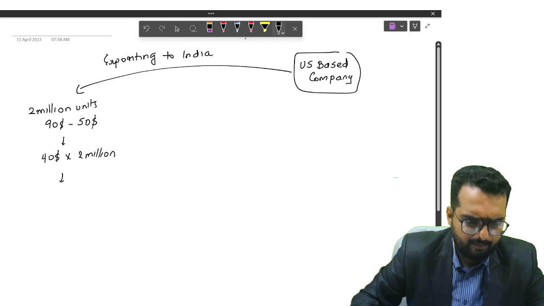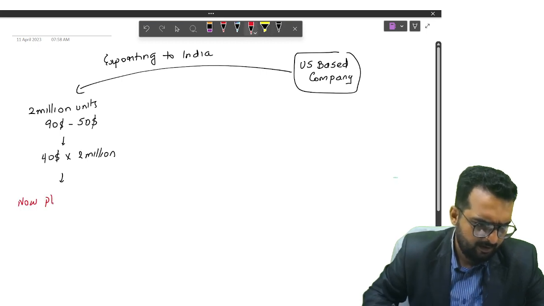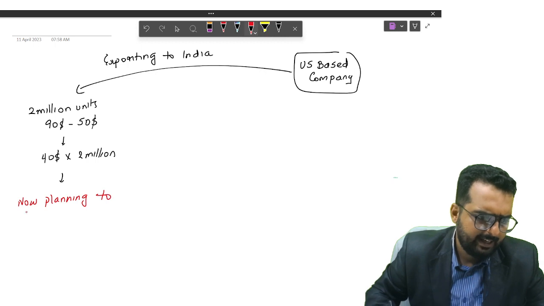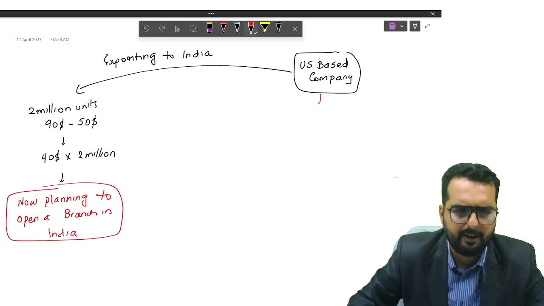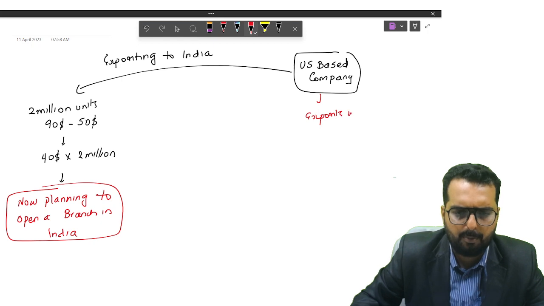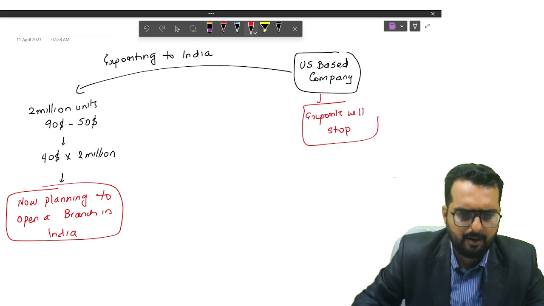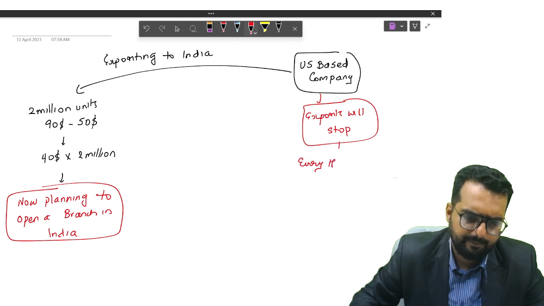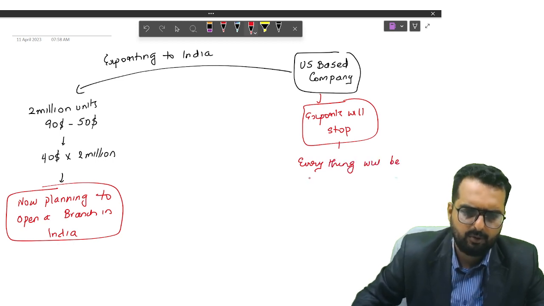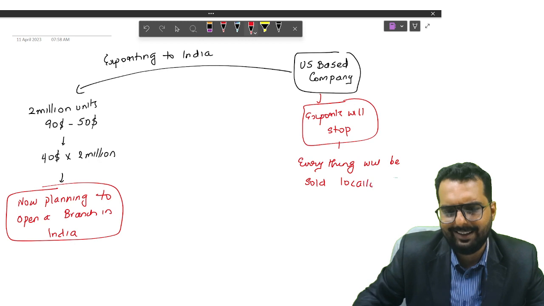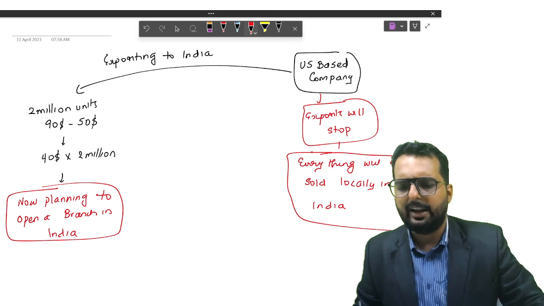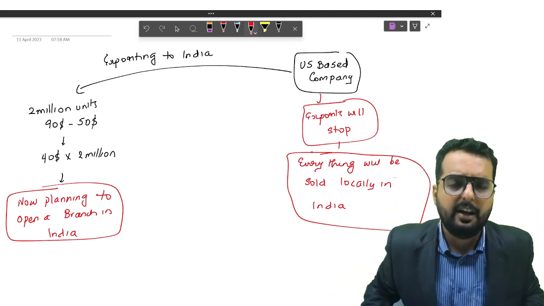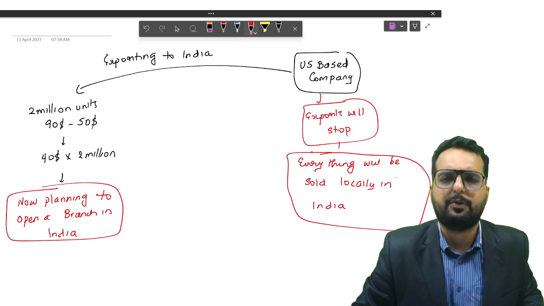Now what are they doing? Now they are planning to open a branch in India. So what happens the moment they open the branch in India? Exports will stop, and everything will be sold locally in India. I hope you are clear with this concept, friends. I'll give you 10 seconds. Read through this entire thing. Very, very crucial. If you have any doubts here, I'll clarify that for you.